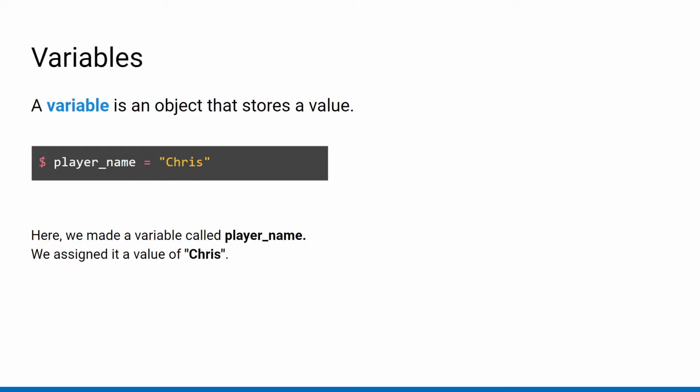Alrighty, let's go. Okay, variables. A variable is something that stores a value. For example, we can have a variable that stores the player's name. Like in this example, we said player name is equal to Chris. And that's how you make a variable. It's that simple, folks.